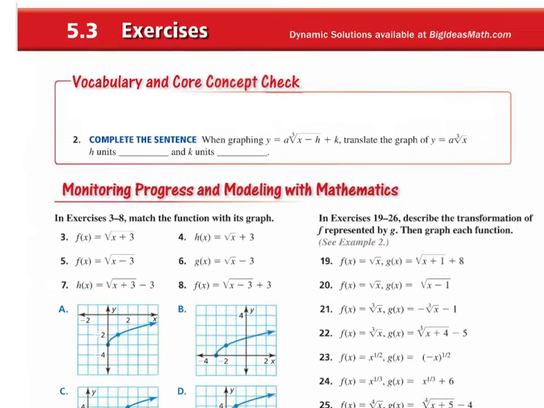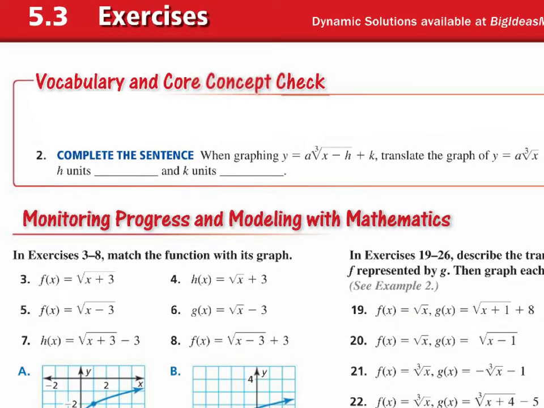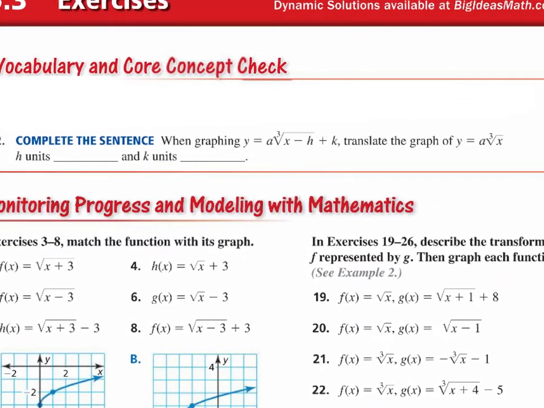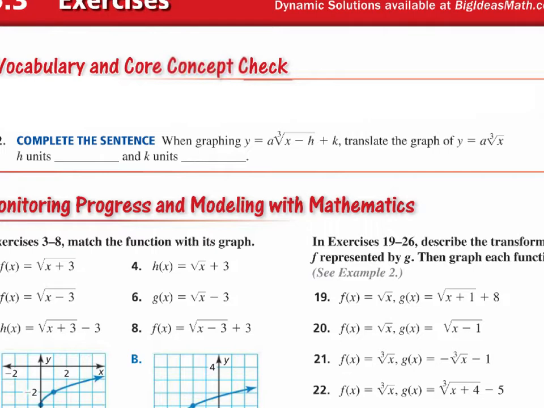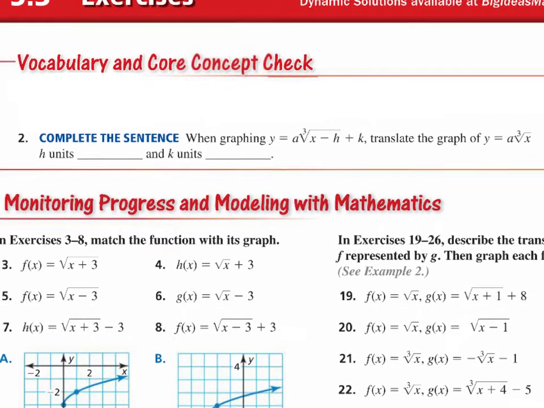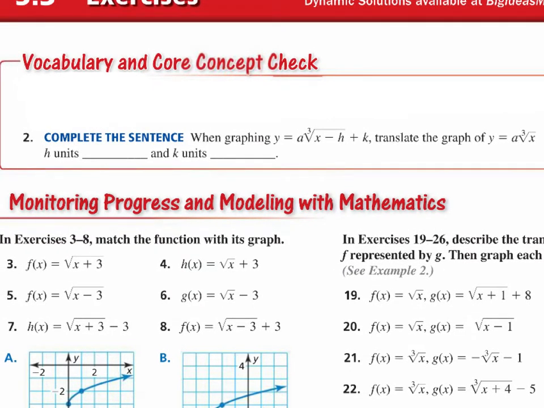So let's take a look at number 2. Number 2 has to do with vocab. So when graphing, how do we translate our parent function of the cubed root? We're going h units in what direction? H units what way?